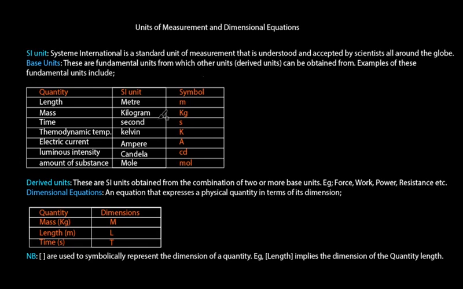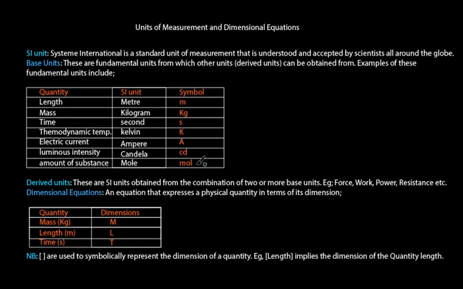And here are some examples of the base units that we have. We have length, which is measured in meters, the SI unit, and then mass in kilogram, time in seconds, thermodynamic temperature in Kelvin, electric current in ampere, luminous intensity in candela, and amount of substance in mole. And then these are their symbols.